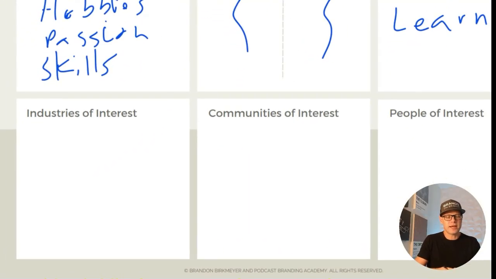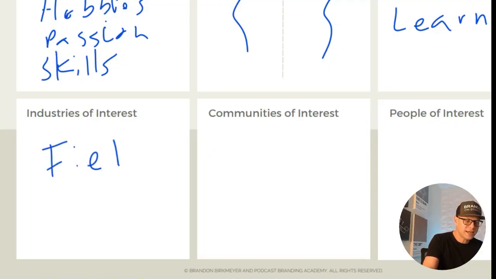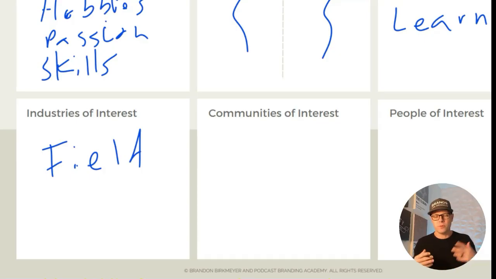The next thing to look at is your industries of interest. So you're just going to put whatever field that you work in. What is that typically called? For me, it's business or marketing or finance. Like, what is your field of interest? And write that down.